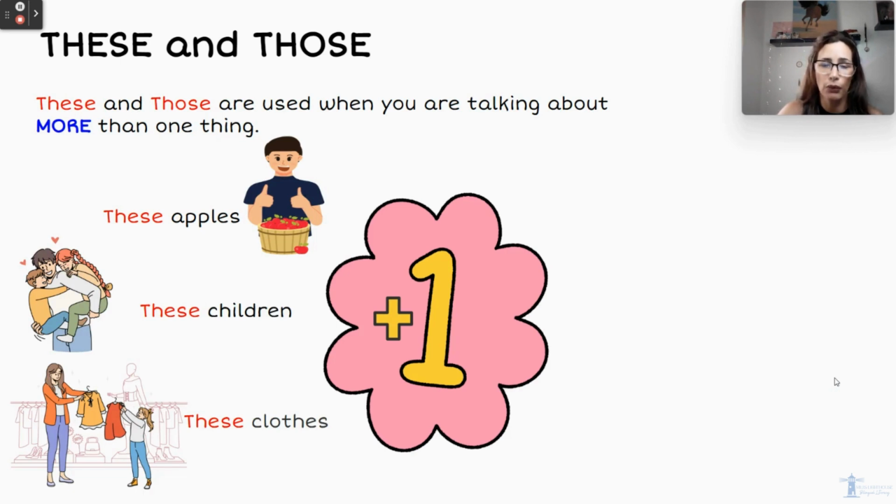These clothes. And again, I just want to point out that these things that they're talking about, they're very close. Okay? The apples, they're close to this person. The person can actually touch them. The children, well, he's holding his children. And the clothes, these clothes are being held by these people.